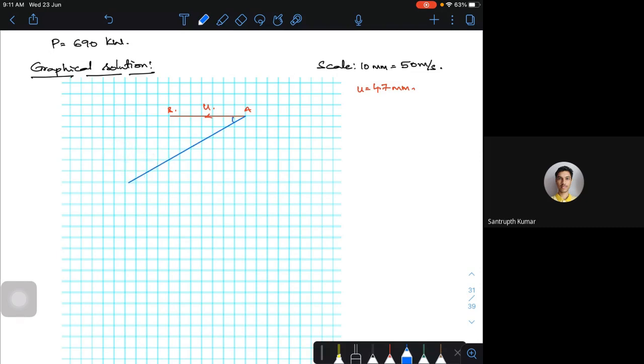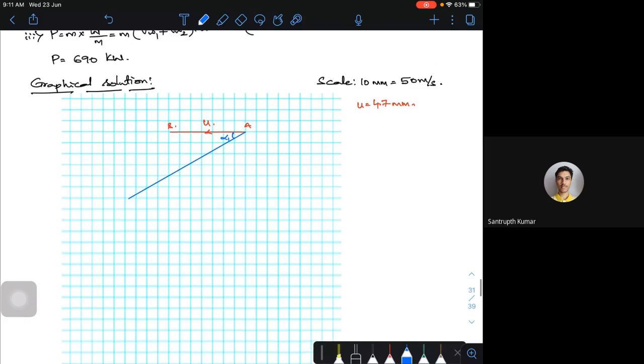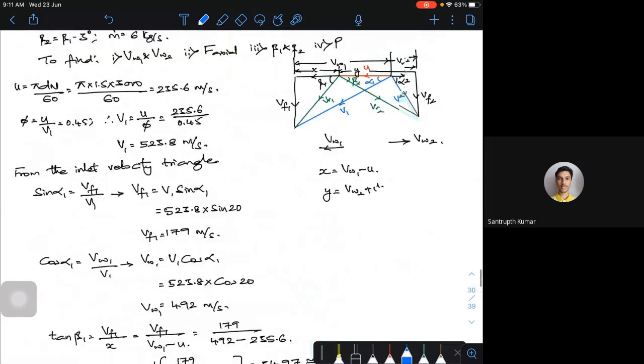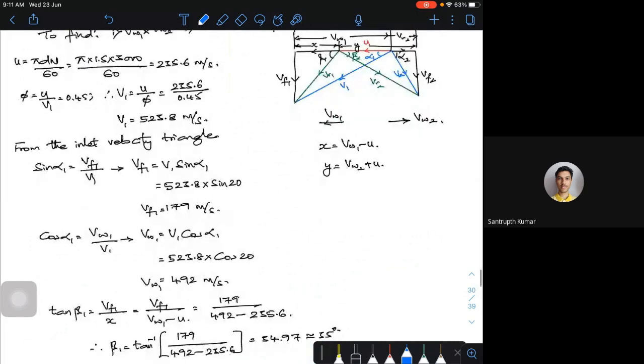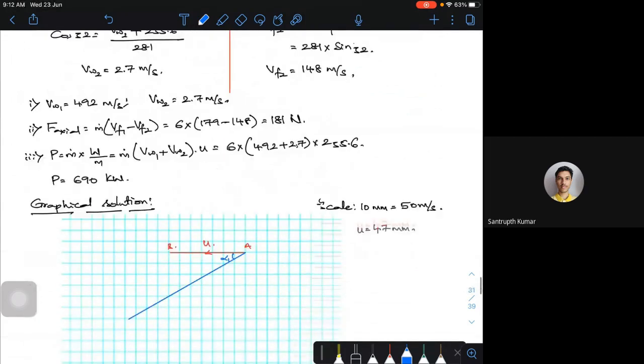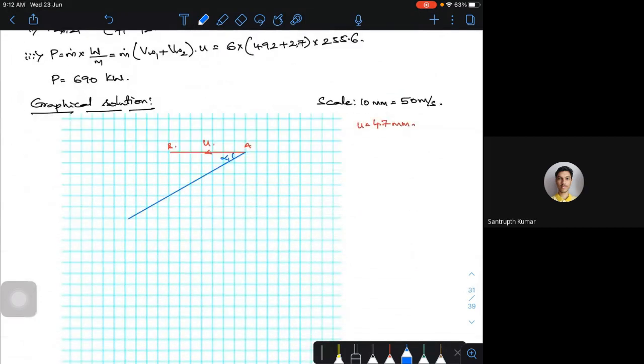So this is alpha 1, which is equal to 20 degrees, as given. Now, what is the value of V1? If you check here, the value of V1 is found to be 523.8, that is 524. Divided by 50, it is 10.48 or 10.5 centimeters. So V1 is equal to 104.8 millimeters, or 105 millimeters.